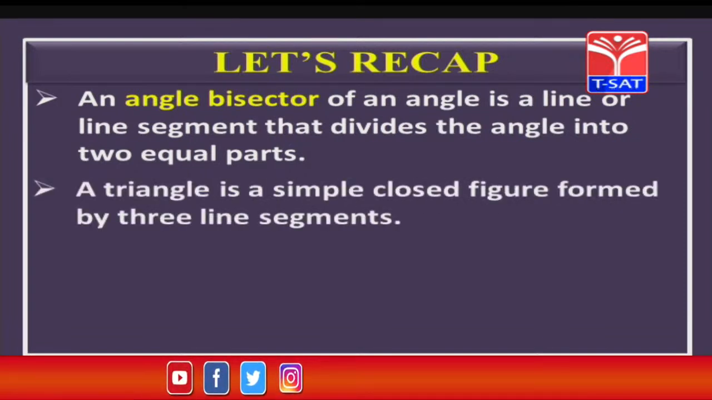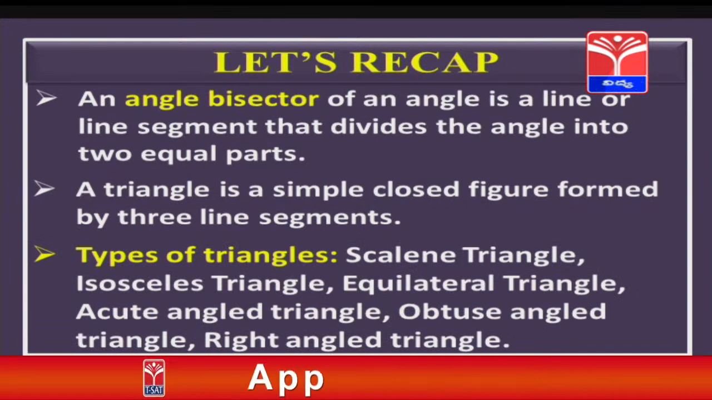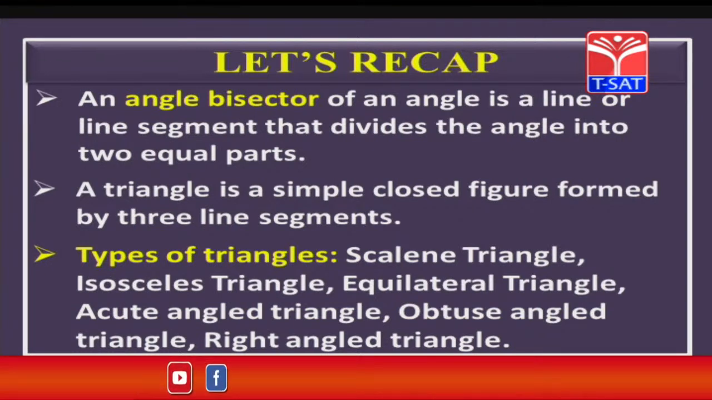A triangle is a simple closed figure formed by three line segments. The different types of triangles are scalene triangle, isosceles triangle, equilateral triangle, acute angled triangle, obtuse angled triangle, and right angled triangle.